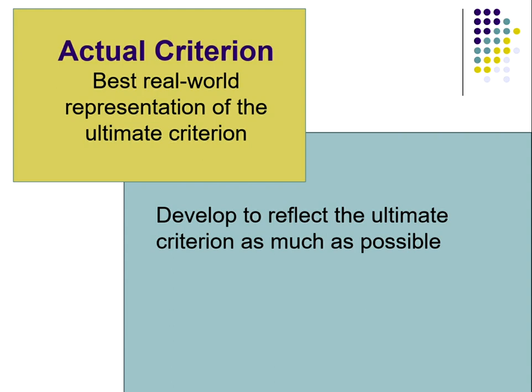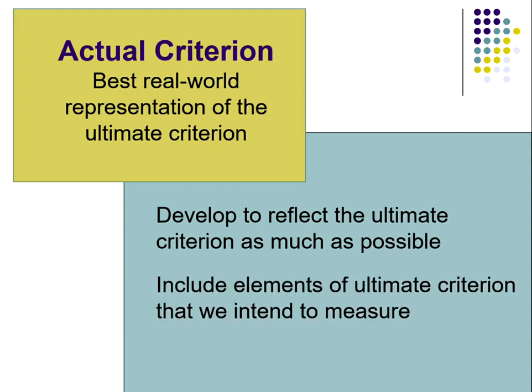So when we're developing our actual criterion or our actual criteria, we want to make sure that we're reflecting the ultimate criterion as much as possible, while acknowledging that it's probably not going to be complete and comprehensive. So we're going to want to make sure that we include elements of the ultimate criterion that we intend to measure. So again, I'm going to give you an example from intelligence.